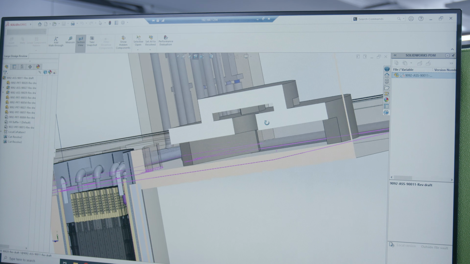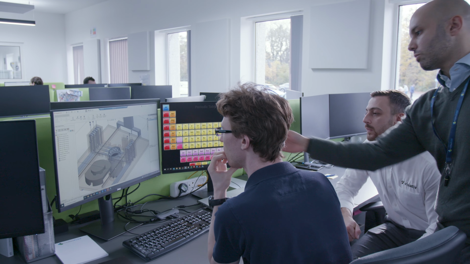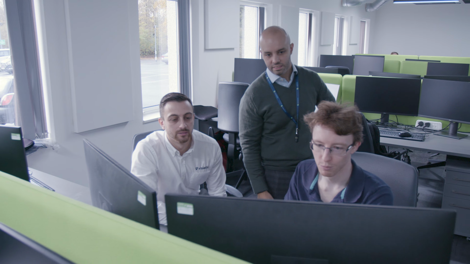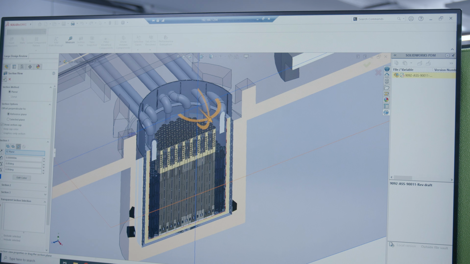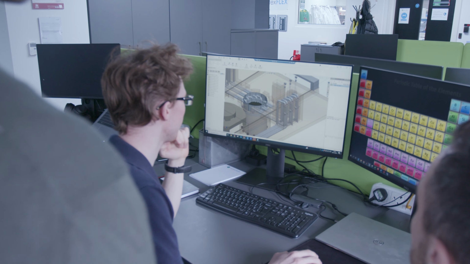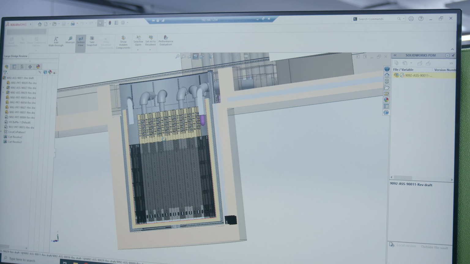Collaboration within Moltex is constant, so obviously we need to be in contact with other teams. There's a lot of cross-disciplinary work, people from various backgrounds working together to understand the full picture of what's happening. Having the visualization available is also useful when talking to suppliers as well, because we can send them example CAD of what we think a part should be made to look like, and then we can get sort of instant feedback on that from the manufacturers.